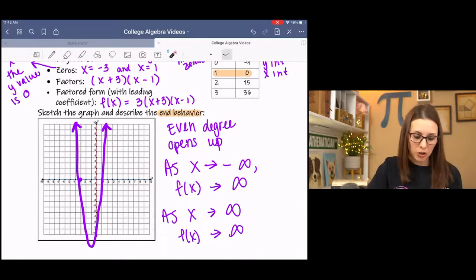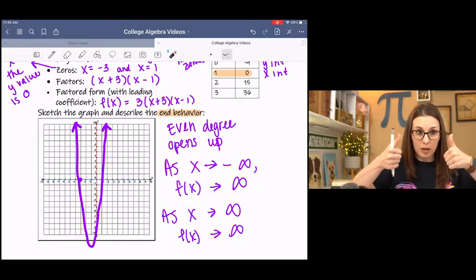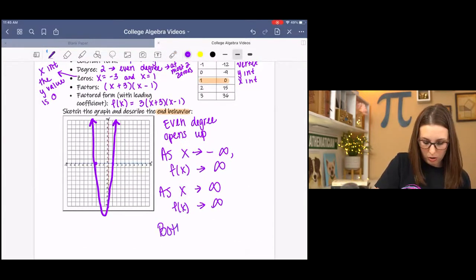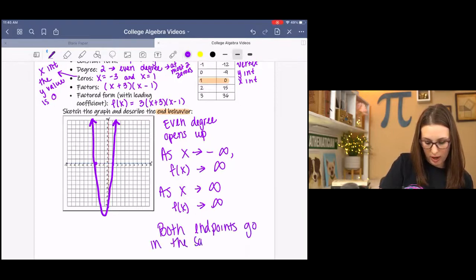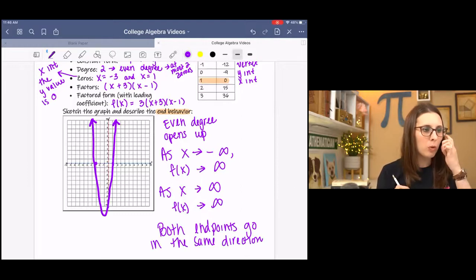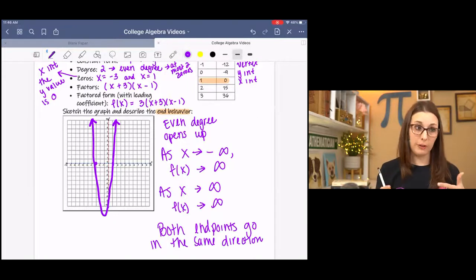So for an even degree function that opens up, each endpoint goes up. So just kind of pin that in your mind. Both endpoints go in the same direction. So we'll just keep that in our minds. And now we're going to go to an odd degree function so I can show you the difference.